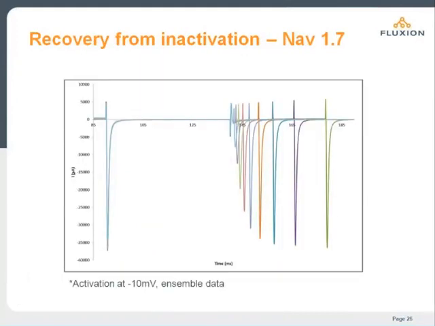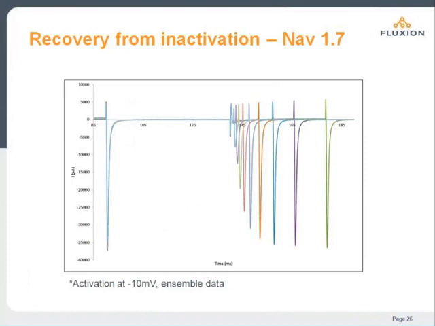The last type of biophysical characterization that I wanted to show was a recovery from inactivation experiment done with NAV 1.7 in the ensemble mode. This is a two-pulse experiment where the time between the end of the first pulse and the beginning of the second pulse is varied to see how long it takes for the current to fully recover.